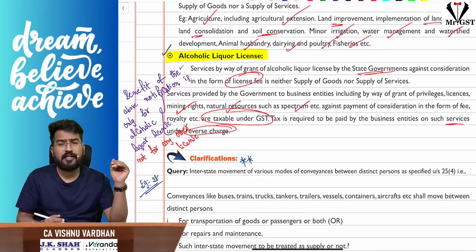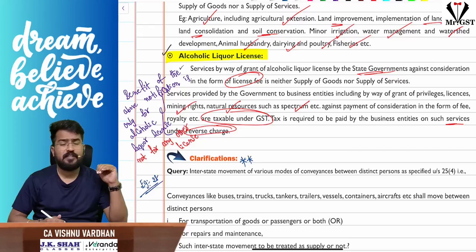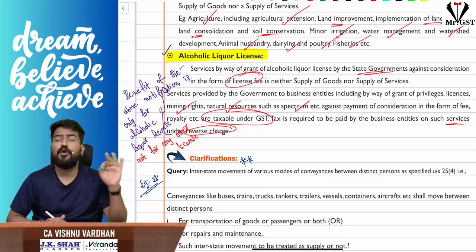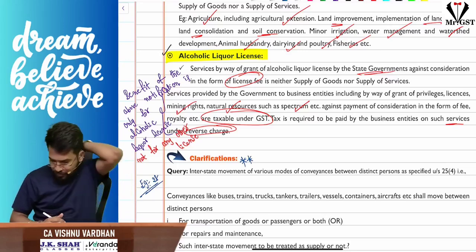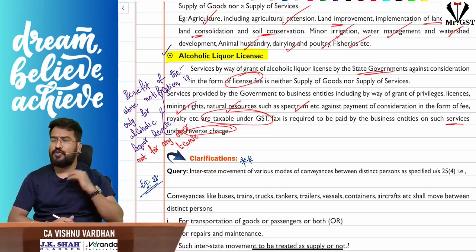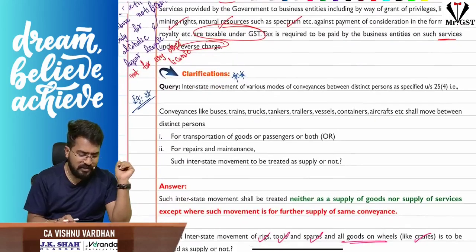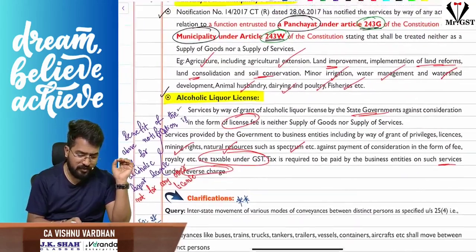And alcoholic liquor license. State governments giving liquor license to anybody is neither supply of good nor supply of service. But please understand, this relaxation is only for liquor license, but not for mining license, telecom license, or any other licenses. This is purely for, you know, our favorite liquor license. I mean favorite for the government to generate revenue. So that is the case. So this is with respect to the notifications, and there are some clarifications here. One super duper clarification, my favorite clarification actually.